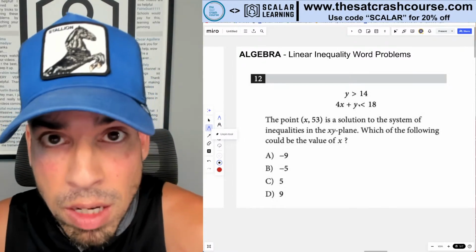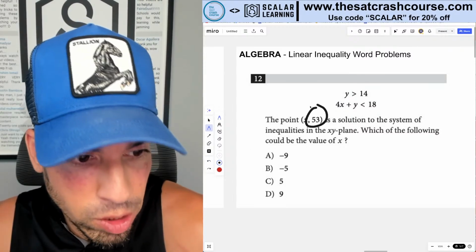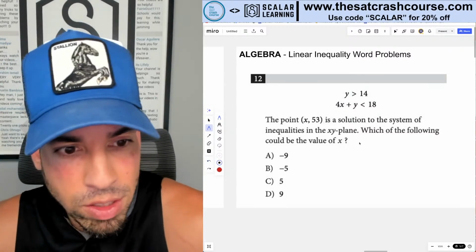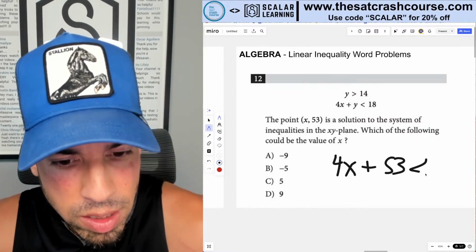All I'm going to do is plug it into the second equation, because this one is just telling us, hey, y has to be greater than 14. Well, here it's saying it's 53, so it satisfies the first equation. I don't have to worry about that. Then I got 4x plus 53 is less than 18.